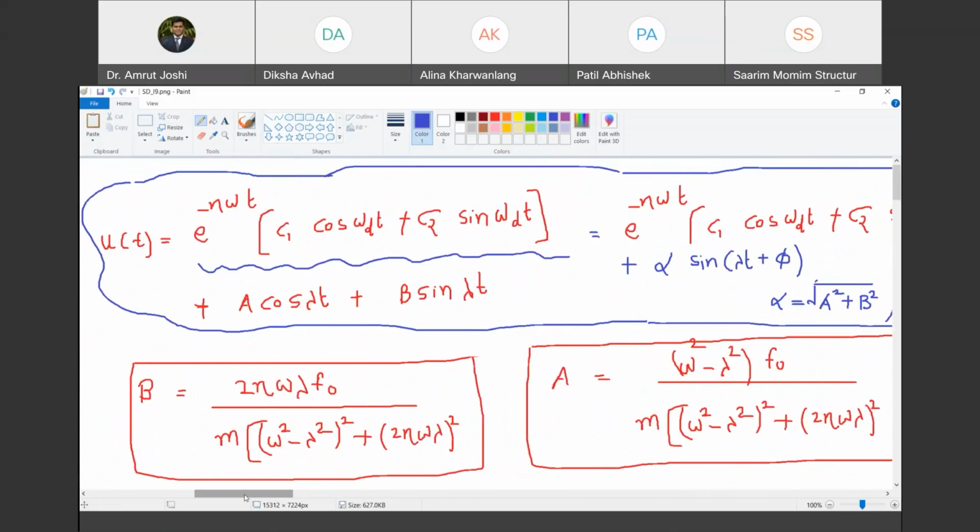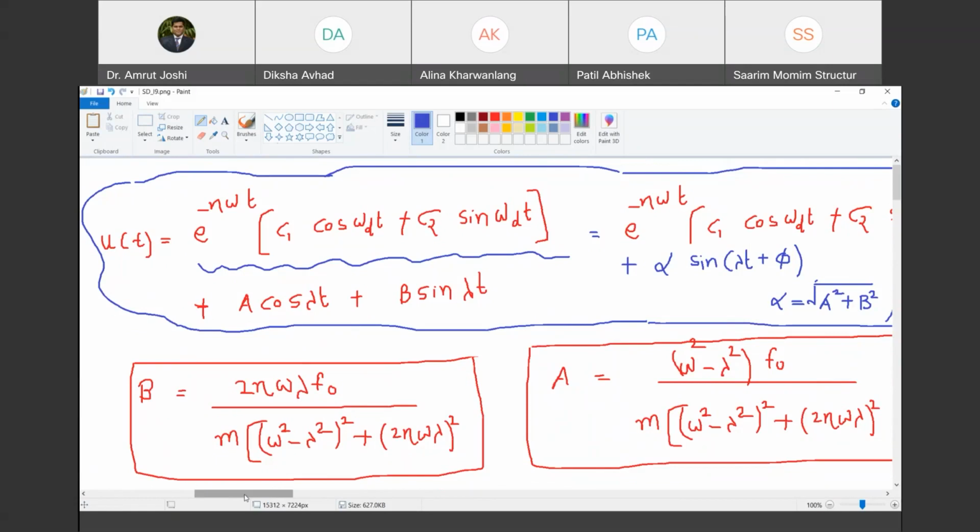Are you with me? And how much is alpha? Alpha is square root of a square plus b square. Whatever you have to do, do it, but a and b are known. Square root of a square plus b square, whatever magnitude comes, that is the maximum displacement the system is going to exhibit. Are you with me? On the positive side, that means on one side of mean position, and as well on the negative side, that means on the other side of mean position. Are you with me?